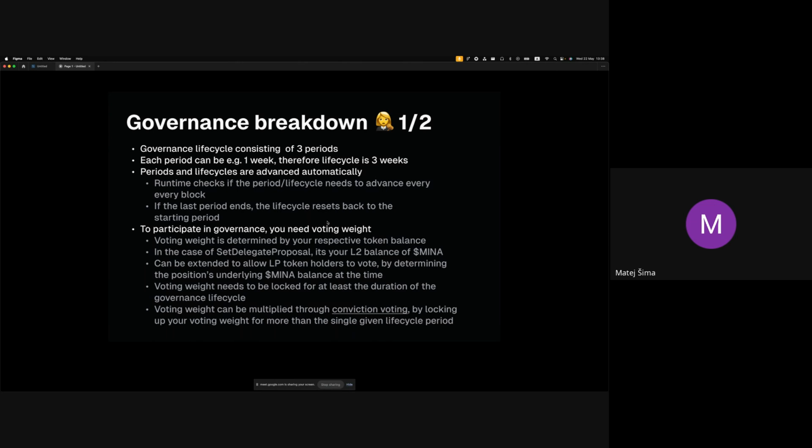This also allows us to increase voting weight. So if you're a user and you want to vote, you can increase your voting weight by locking your tokens for a longer period than necessary. The minimum amount that you should be locking your tokens for is the duration of one life cycle. So if it's 3 times 1 week, then that would be 3 weeks. If you lock it for twice as long, so 6 weeks, your conviction voting multiplier would double. So your voting weight would be doubled essentially, at least in the current implementation. Of course, all of these numbers are a matter of config, and we can adjust them as necessary.